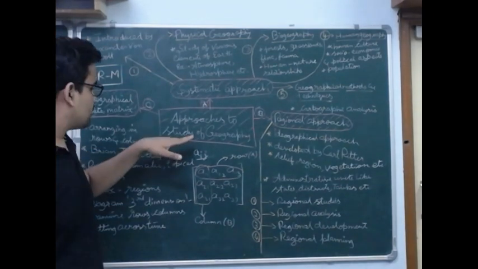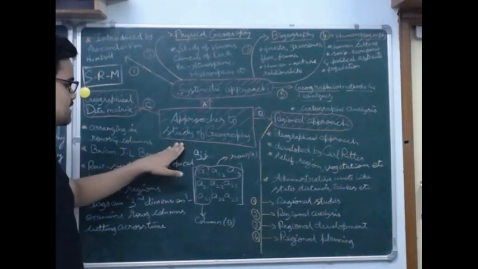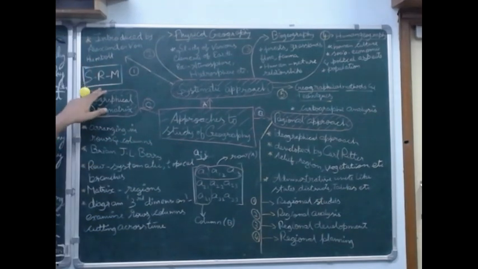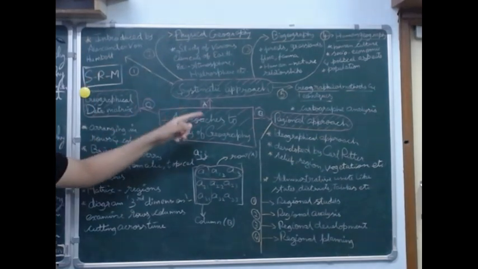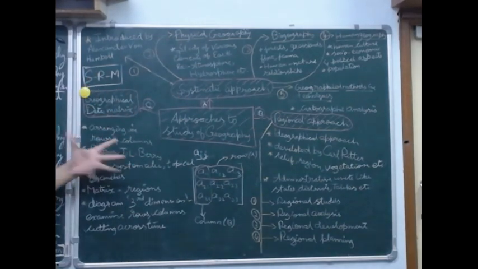Finally, I have designed a mnemonic based on approaches of study in geography. It is SRM, where S is for systematic approach, R for regional approach, and M for matrix, that is, the geographical data matrix.